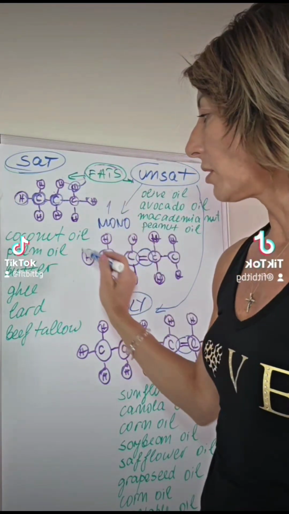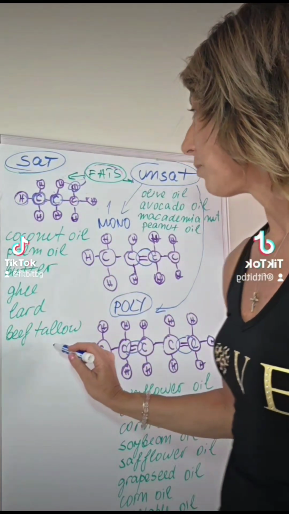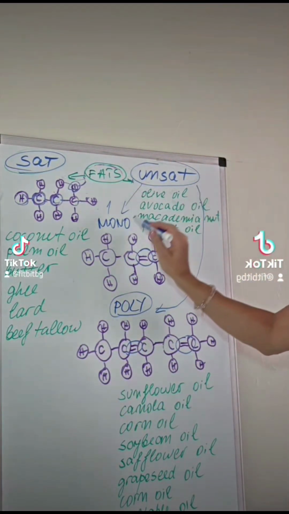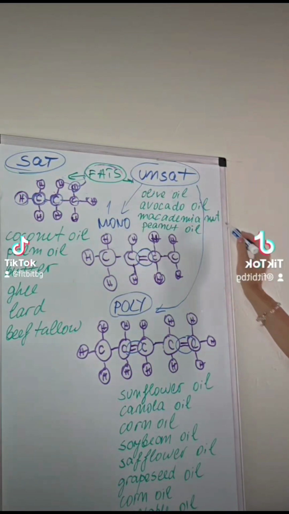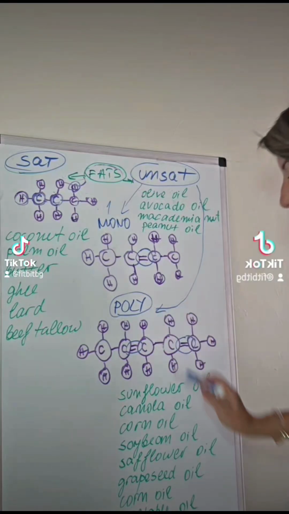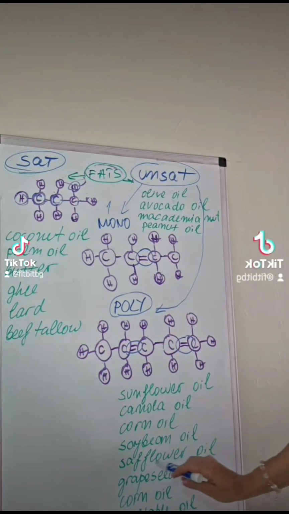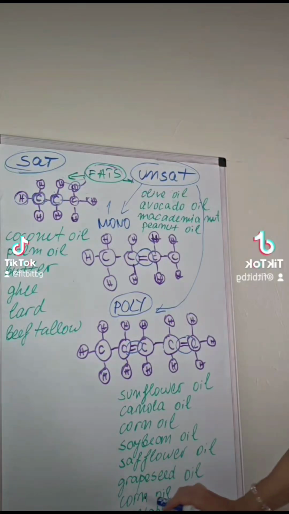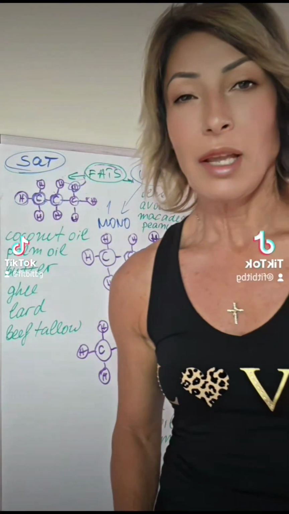Saturated fats are coconut oil, palm oil, butter, ghee, lard, beef tallow. Unsaturated mono is olive oil, avocado, macadamia nut oil, peanut oil. Unsaturated poly is sunflower oil, canola, corn, soybean, safflower, grapeseed, all vegetable oils.